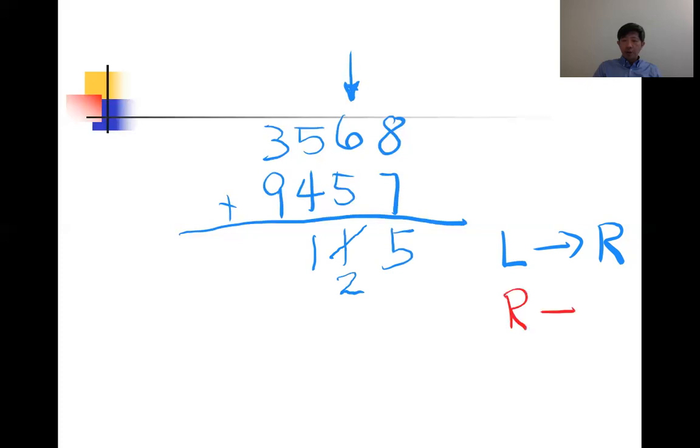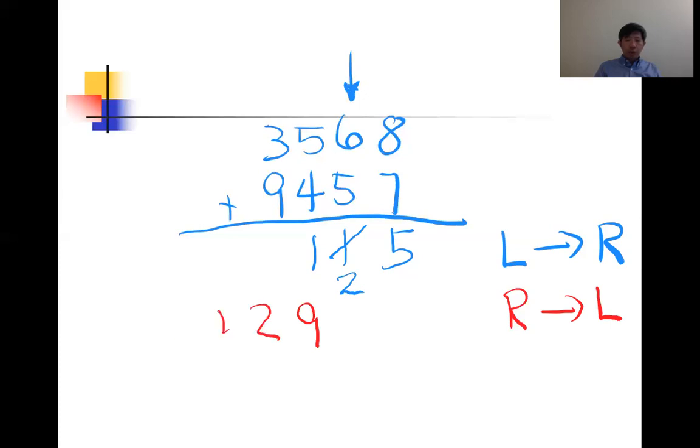I wanna do right to left, right? So 4 plus 5, which is equal 9, okay? Then 9 plus 3 is equal how many? Which is equal 12.